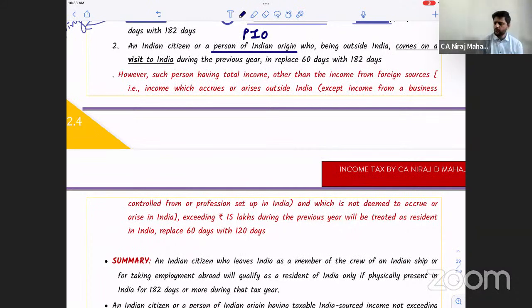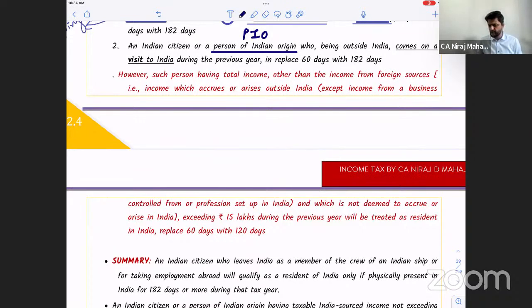Now understand, those who had gone abroad for a job will come back to visit India also. They're talking only about a visit, not something like a permanent establishment. They're coming back for a visit. Then in that case, we replace that 60 days with 182 days for basic condition number 2. Are you getting my point, everybody? Try to understand.